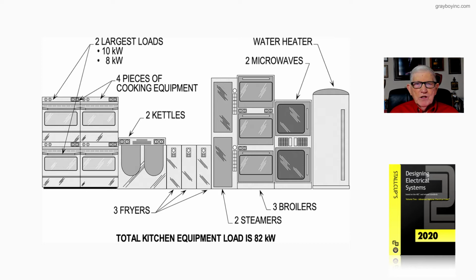We have a water heater, 2 microwaves, 3 boilers, 2 steamers, 3 fires, 2 kettles, 4 pieces of cooking equipment, and the 2 largest loads are 10 kW and 8 kW. So now when we add these up, and I think there's 16 pieces, we get a demand factor that could be applied.